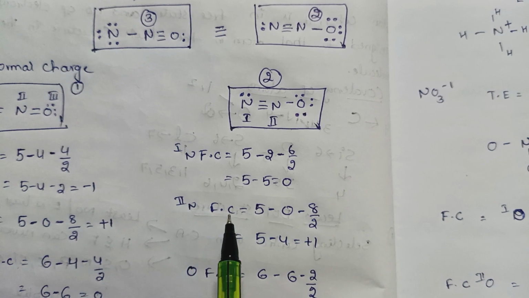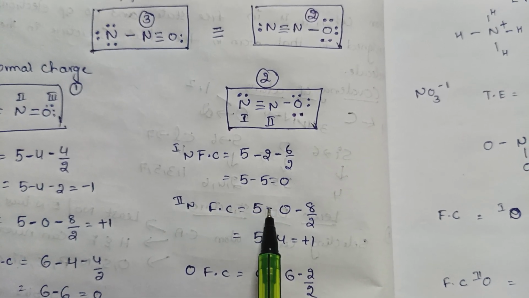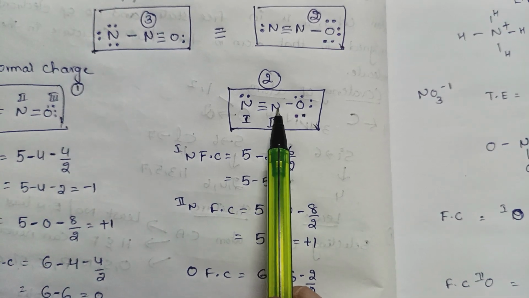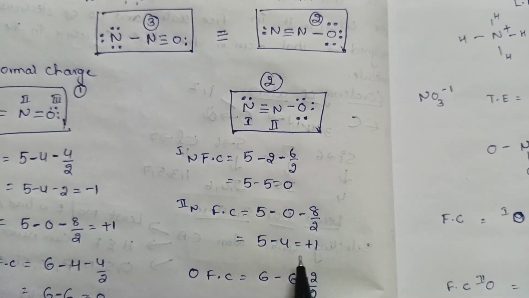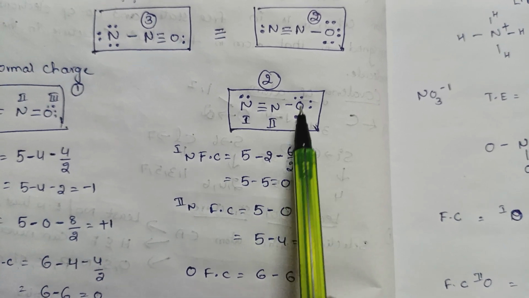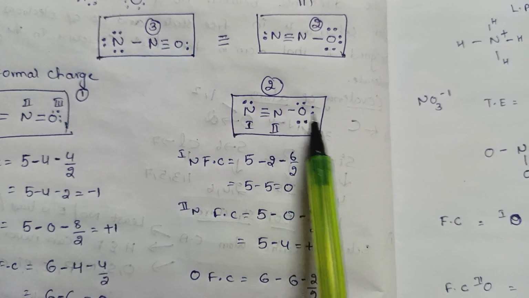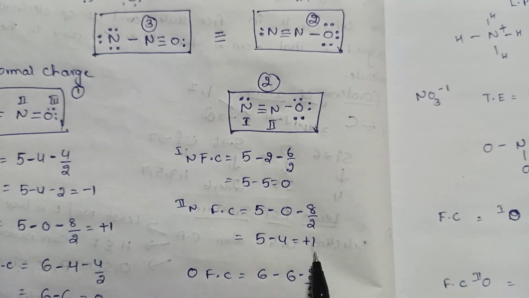Second nitrogen atom, formal charge. The valence electrons present in the free state for nitrogen is 5. For the second atom, here no lone pairs are present, so 0. How many bond pairs? 8, divided by 2. And we got the plus 1 charge for the second nitrogen atom.